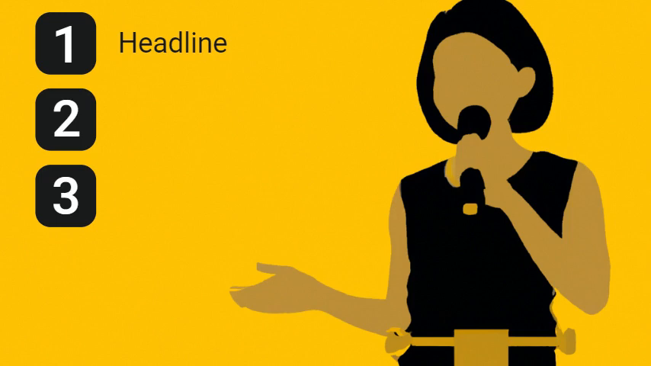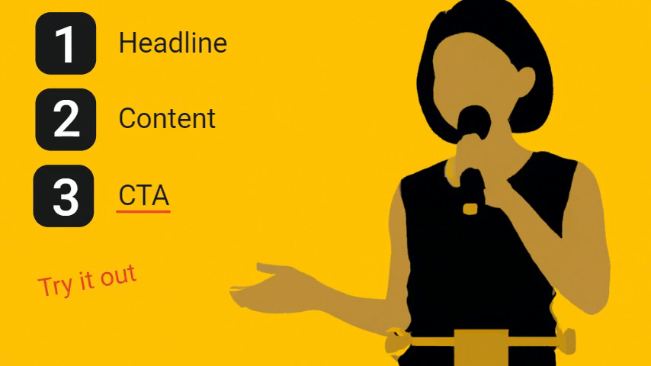So I start with, let's say, a headline of the video that I will be producing. And then in the second part, I will do all the content. And then the third part will be a CTA, a call to action. The call to action can be, for example, that I say, just try it out yourself. Now you've watched the video, try it out and tell me how it went. Were you successful? Did you learn something new?